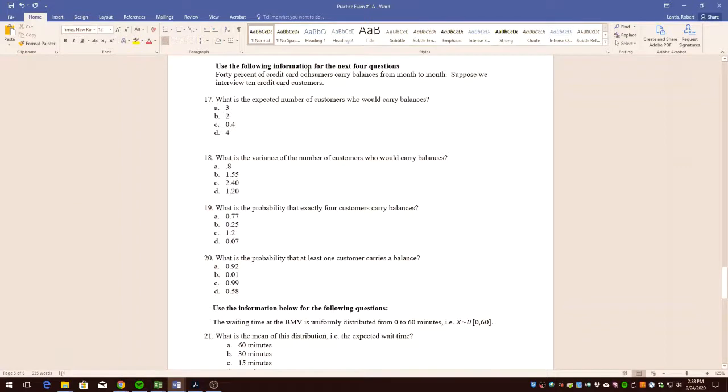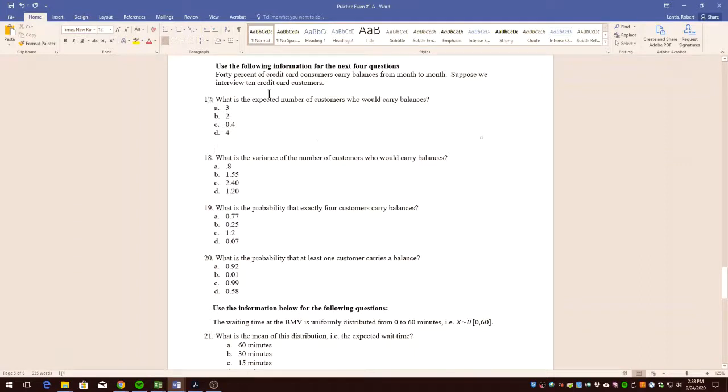40% of credit card customers carry a balance from month to month. Suppose we want to interview 10 credit card customers. Okay, so someone either carries a balance each month or they don't, so that's our success/failure. The probability any one person carries a balance is 40%, so the probability is 0.4. And then we're looking at 10 credit card customers, so we can think about our n there as 10.